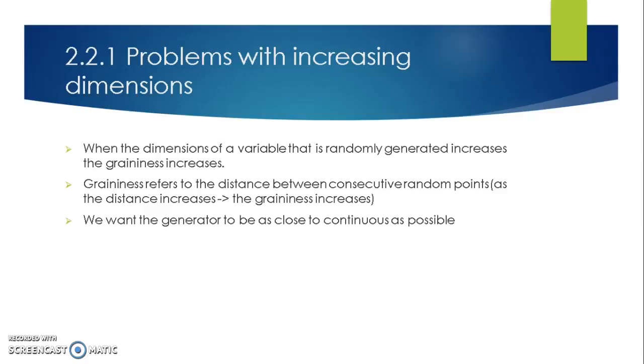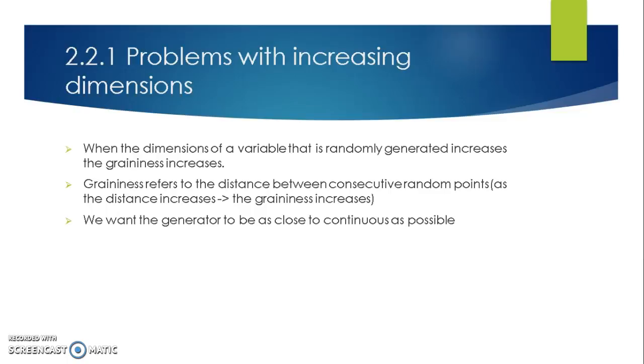And finally, moving into the last part, when the dimensions of a variable that is randomly generated increases, the graininess increases. Basically what this means is that if you increase the amount of dimensions of a variable, it will increase the distance between certain variables. So whenever we're generating random numbers, we want it to be a continuous distribution. What I mean by continuous distribution is that it has infinitesimal distance between one randomly generated point and the next. We cannot actually do this with our generators. We are actually creating a discrete generation that's approximating a continuous distribution.